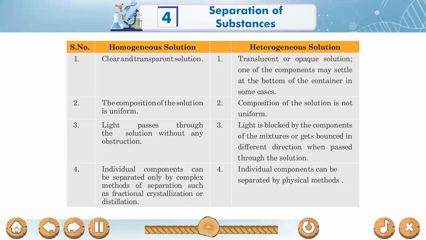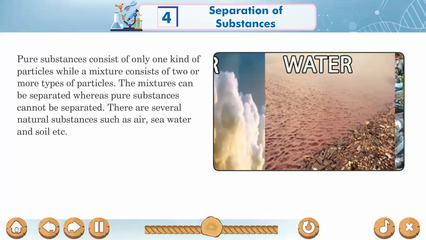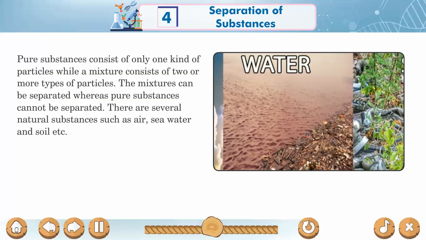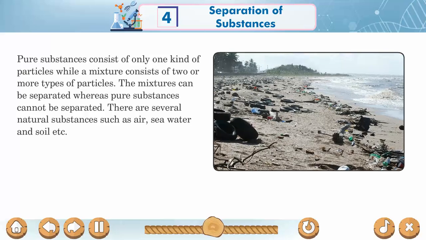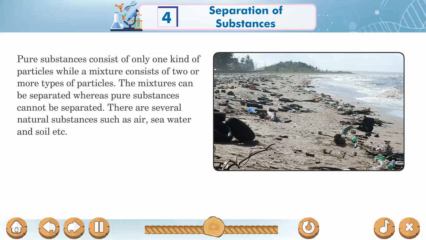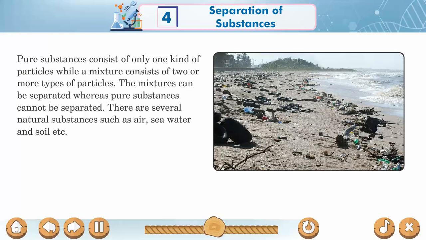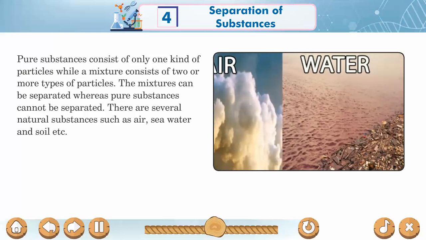In a homogeneous solution, individual components can be separated only by complex methods of separation such as fractional crystallization or distillation. In a heterogeneous solution, individual components can be separated by physical methods. Pure substances consist of only one kind of particles, while a mixture consists of two or more types of particles. The mixtures can be separated, whereas pure substances cannot be separated.